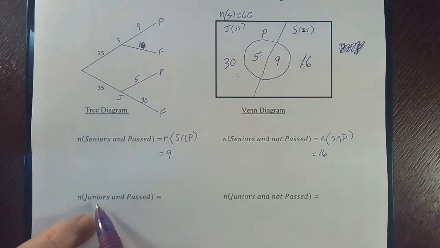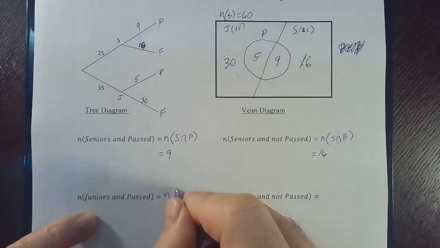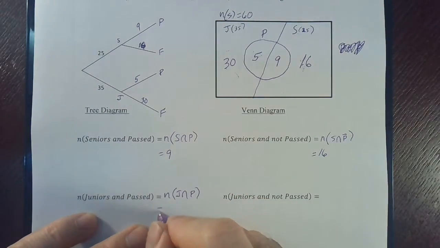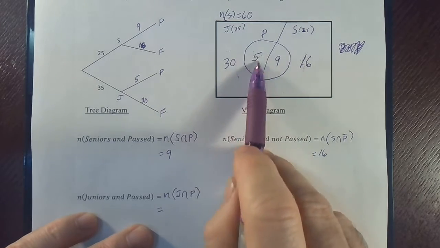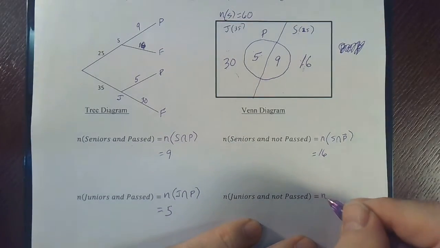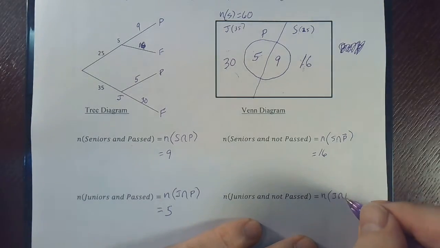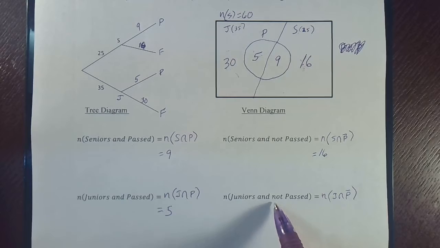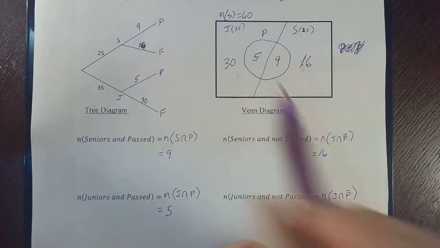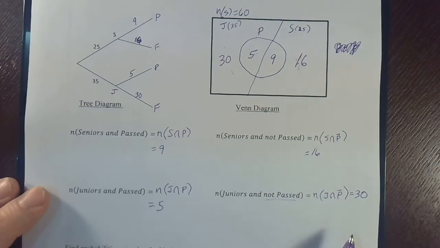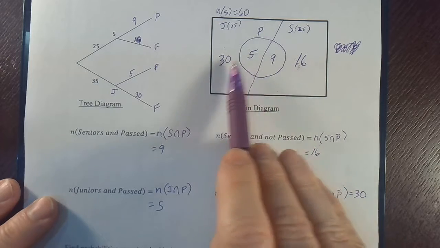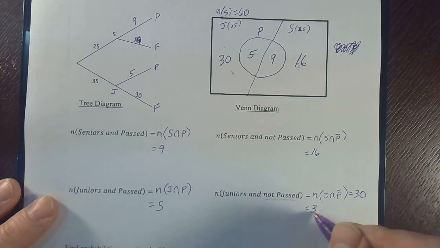Okay, how many elements are in the juniors and passed set? Well, that's the number of elements in J intersect P. J intersect P is this semicircle right here that's got 5 elements in it. Juniors and not passed, we would write as J intersect P complement. Not passed just means they failed. So how many would that be? On the junior side, not passing would be 30. So we just showed how to write out in this form, using S and P complement, each one of these 4 numbers. We've got all 4 of those numbers. I can write that there to be consistent.